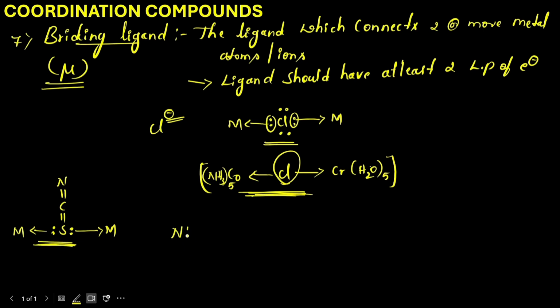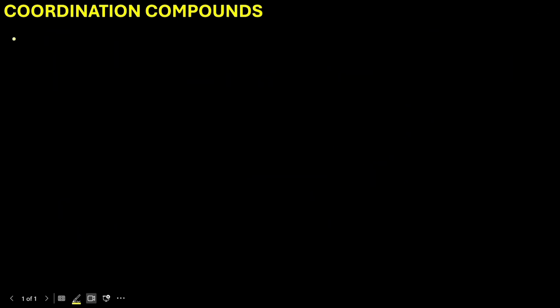If you consider NH3, nitrogen has only 1 lone pair of electrons, so it is not a bridging ligand. But if you consider H2O, oxygen has 2 lone pairs of electrons, therefore it can act as a bridging ligand. Bridging ligands act as a bridge between two metal atoms. Next we will go on to flexidentate ligands.